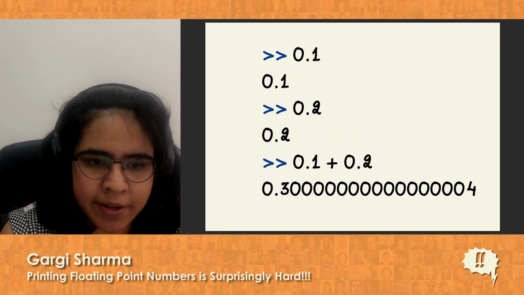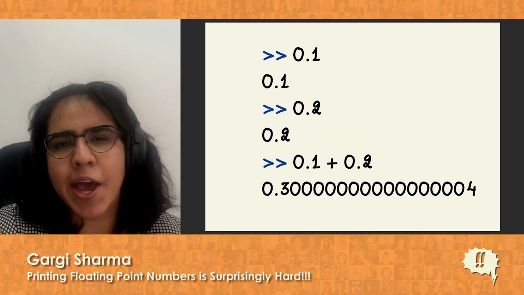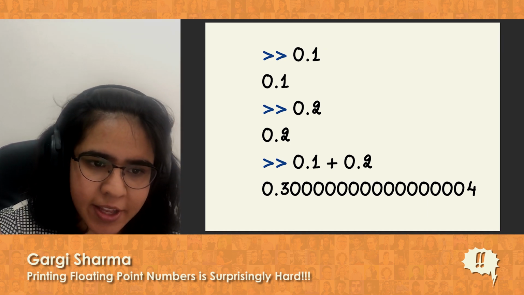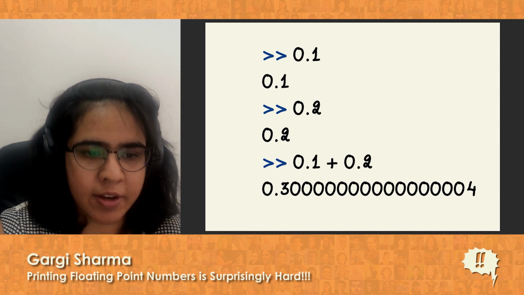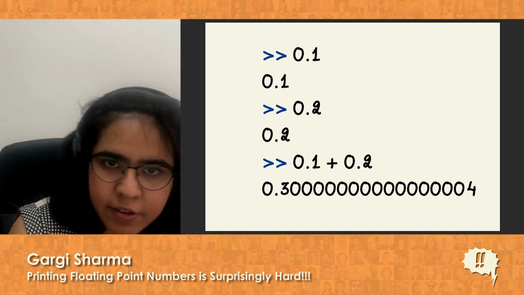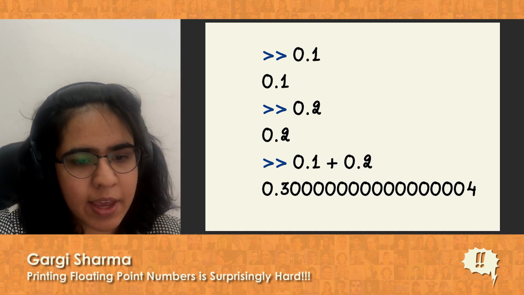I'm going to be talking about how printing floating point numbers is surprisingly hard. You might have had this experience: you have a Python REPL and you write 0.1 and you get 0.1 as the output, and then you write 0.2 and you get 0.2 as the output.